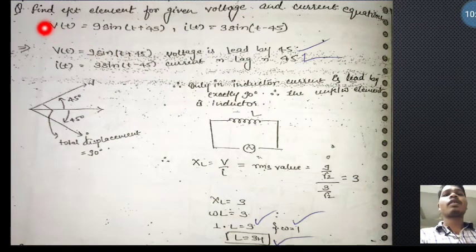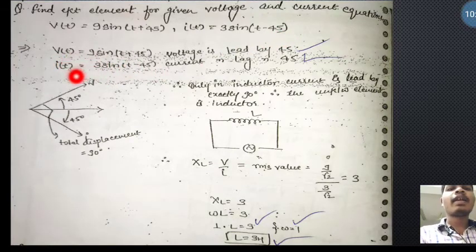Now come to another question. It is asking about finding the circuit element for a given voltage and current equation. The voltage equation is Vt equal to 9 sin(t plus 45 degrees), and the current equation is It equal to 3 sin(t minus 45 degrees). So here Vt and It are given, and voltage leads by 45 degrees. This is positive, that's why it leads, and here negative, that's why the current lags. Voltage leads by 45, current lags by 45.